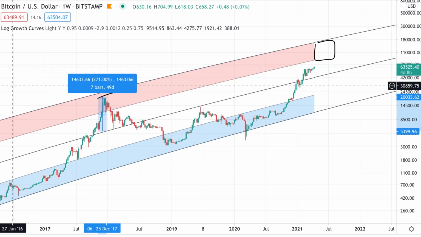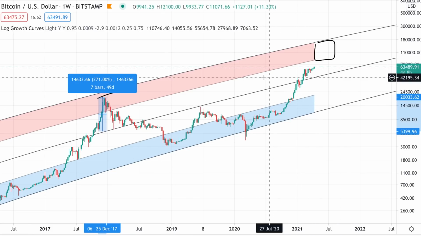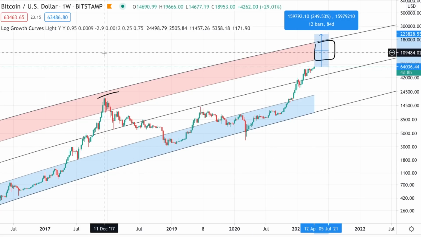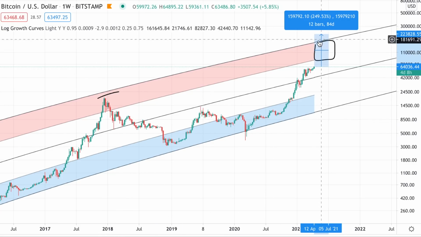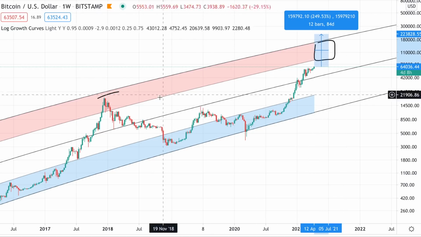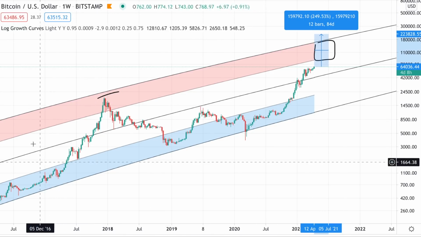So if we have a 250% move up from current levels, so a blow off top in Bitcoin that would put in the top of the bull market, that would take us to around here. That would be above that last resistance of the growth curve. So that's just the first reason why we're a little bit skeptical of these growth curve indicators.